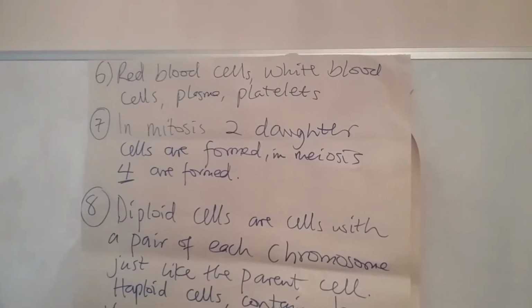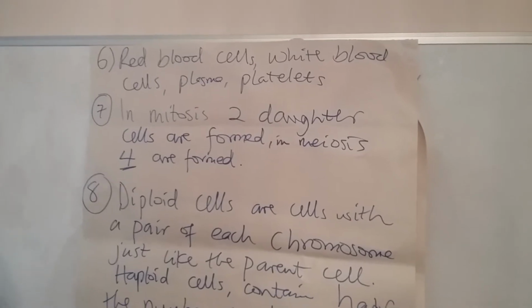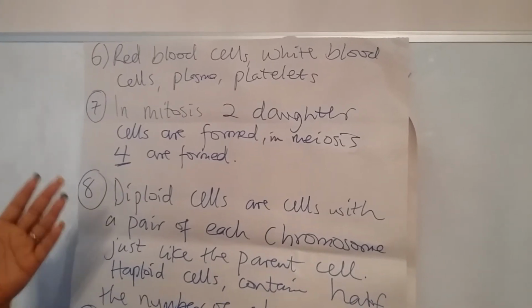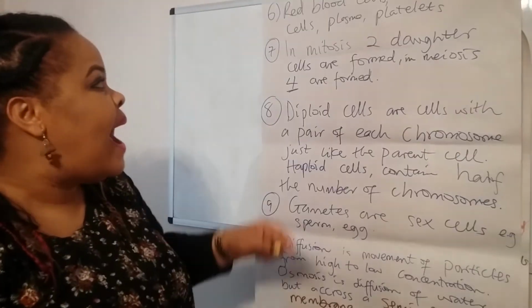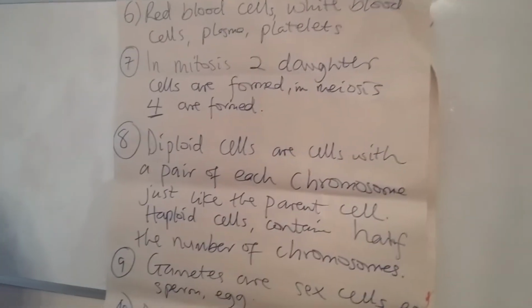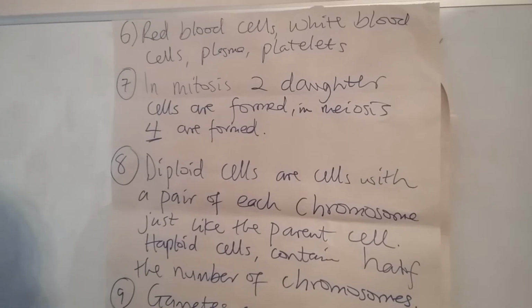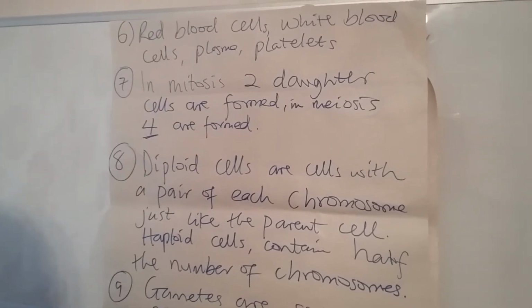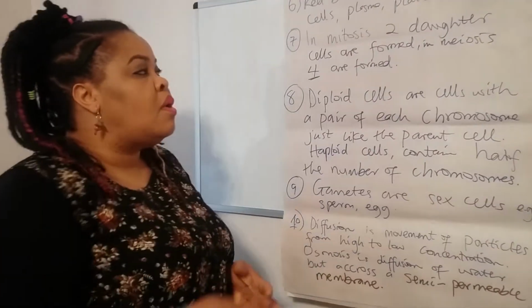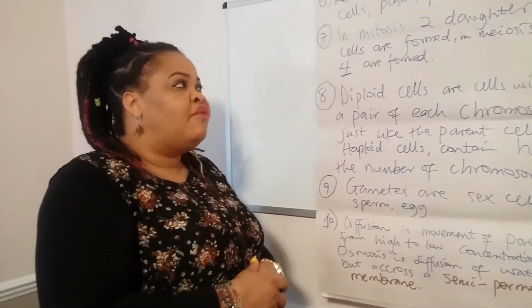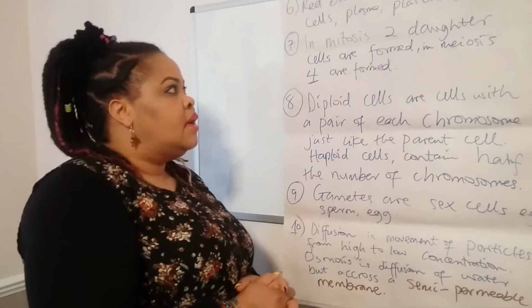You have plasma, which is the liquid part of blood, and it carries waste and dissolved mineral nutrients. And then you have the platelets, which are fragments of particles in the body, and they help blood to clot, which means if someone's got a cut, they form a scab over it and stop you from bleeding continuously or endlessly.